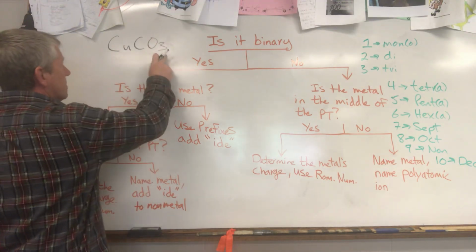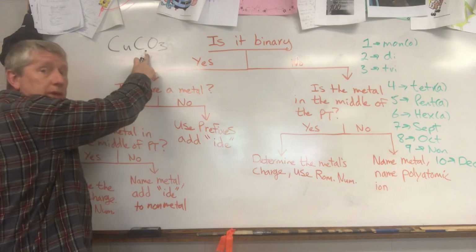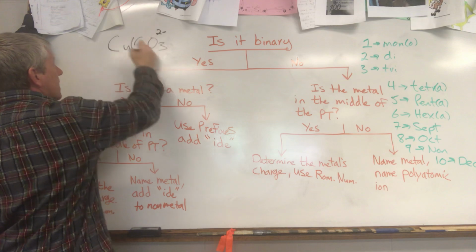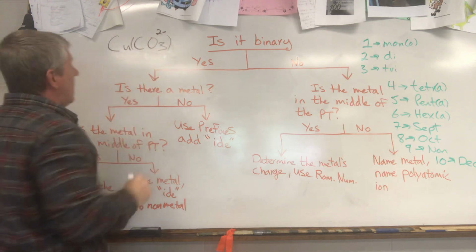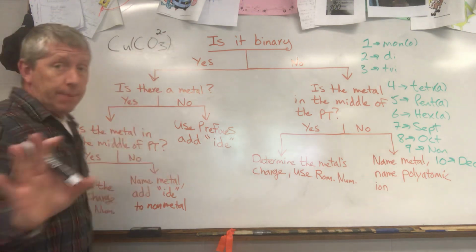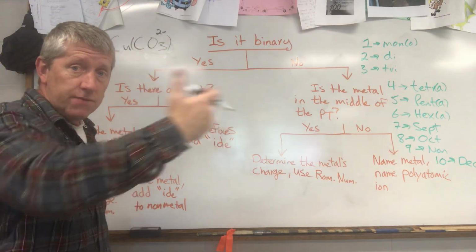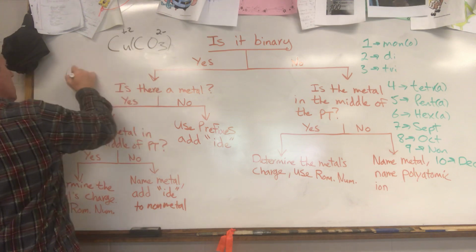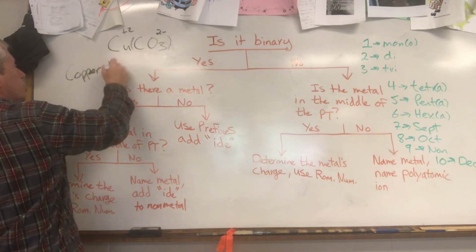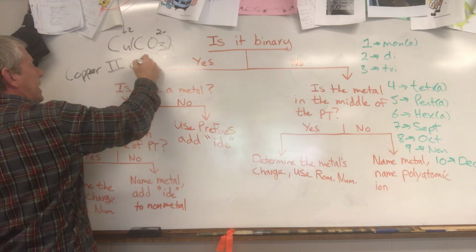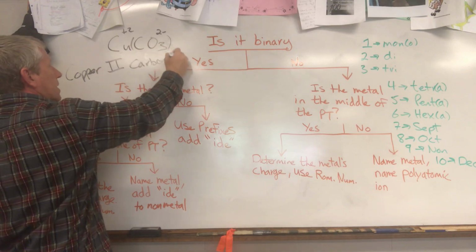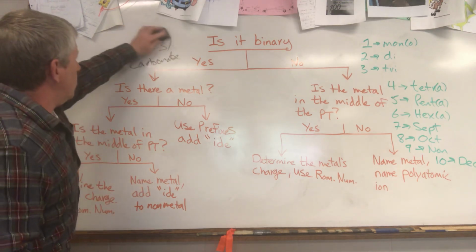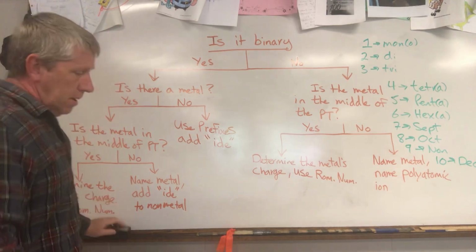All right. This right here is carbonate, one of the polyatomic ions. You need to know carbonate. And it has a -2 charge. So that whole thing there is carbonate, -2. So the copper, only being one copper, has to balance the -2 with a +2. And therefore, this is going to be copper 2 carbonate. Copper 2 carbonate.